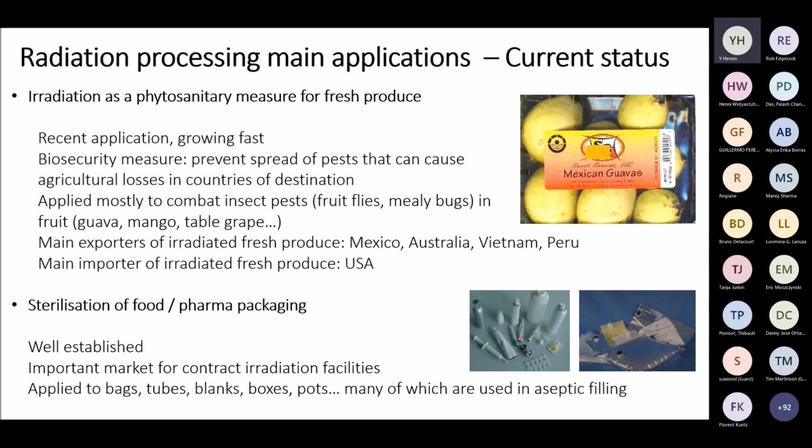One application that is not much talked about, but very important in volumes, is the use of irradiation for packaging. Packaging used in food, in particular packages such as this bag you see on the right, a big bag for juice, for milk, or for tomato paste, in order to sterilize them, basically, or all these small packaging units for pharmaceutical and cosmetics. So this is quite substantial volumes being processed by irradiation.